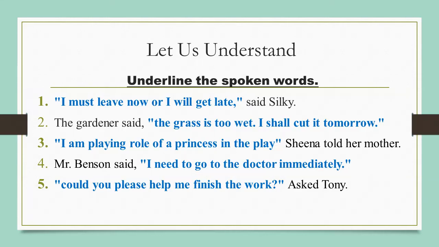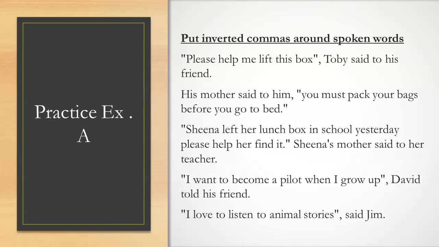Come to practice exercise A. This says, "Put inverted commas around spoken words." In the previous exercise, we have seen that the words in inverted commas are spoken words. And here we have to identify the spoken words, and we have to put inverted commas around them.